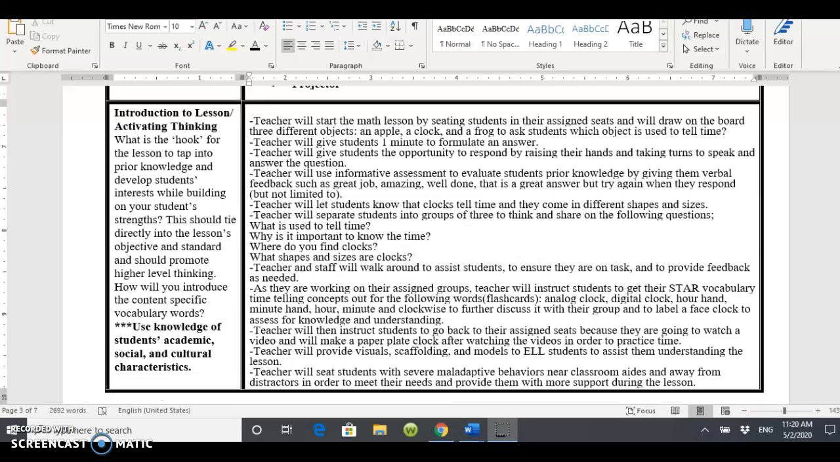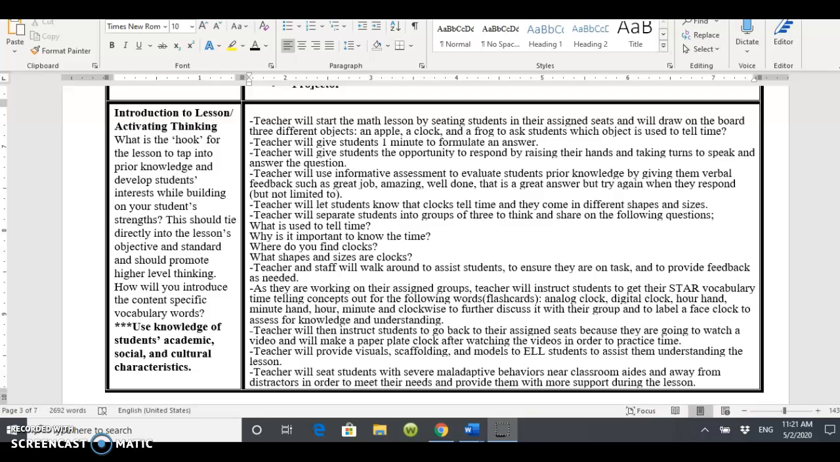Introduction to lesson, activating thinking, are as follows. Teacher will start the math lesson by seating students in their assigned seats and will draw on the board 3 different objects, an apple, a clock, and a frog, to ask students which object is used to tell time. Teacher will give students 1 minute to formulate an answer.